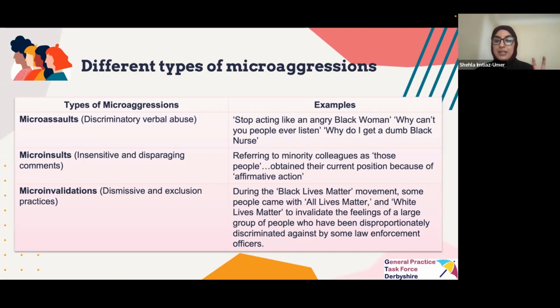And a micro-invalidation has come more to the fore, particularly after the Black Lives Matter movement, when people felt that all lives matter and white lives matter. That really is trying to invalidate the feelings of a large group of people, the black community, who have been disproportionately discriminated against by law enforcement officers, by health structures, by the justice system, by mental health services. So you're invalidating a massive group of people by saying, do black lives matter more than all lives and white lives? What you're essentially doing is invalidating the experience of a whole cohort of people.